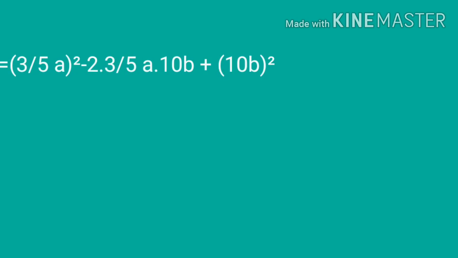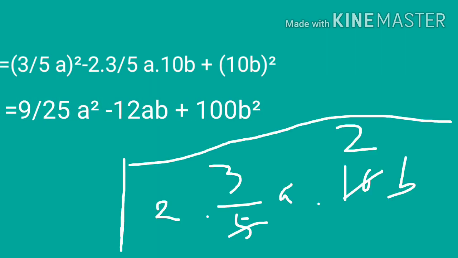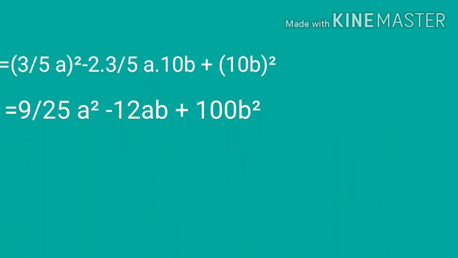Now Question 2: (3 by 5 a minus 10 b) whole square. Here also we will apply the (a minus b) whole square formula, that is a square minus 2ab plus b square. So (3 by 5 a) whole square minus 2 into 3 by 5 a into 10 b plus (10 b) whole square. Here you can see 3 square means 9, 5 square means 25, a square means a square, and 12ab will come because 5 and 10 will cancel, 2 threes are 6, 6 twos are 12, so 12ab, and (10 b) square means 100 b square.